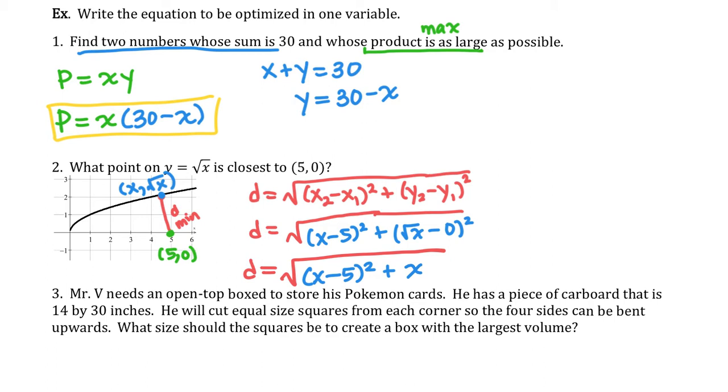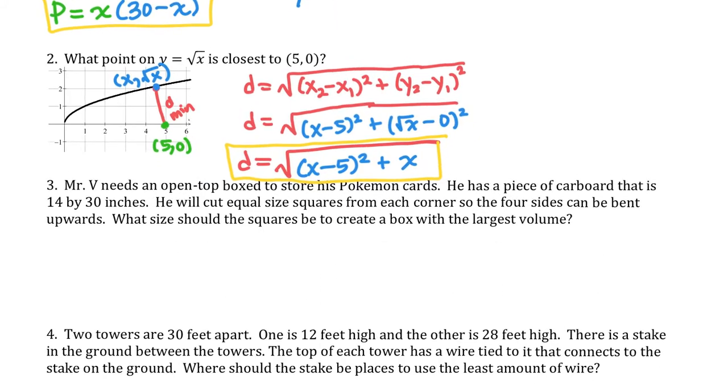So how is this looking? I'm trying to minimize the distance, and I have everything in terms of x. Okay, so I'm going to stop here. I'm trying to minimize the distance, and I have only one variable here. And then if I wanted to find the minimum, I could take the derivative, find the critical points, figure out which one is a minimum. Okay, let's look at number 3.